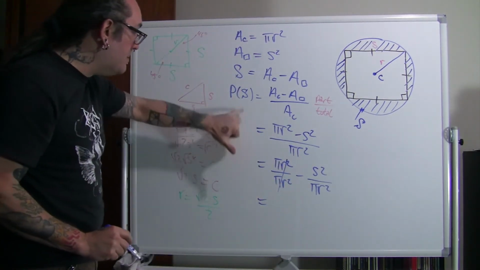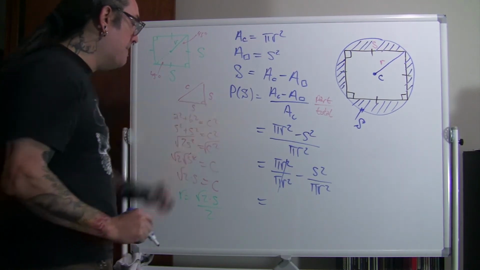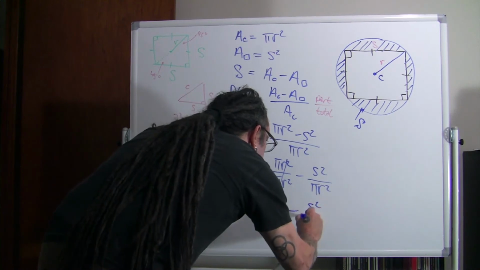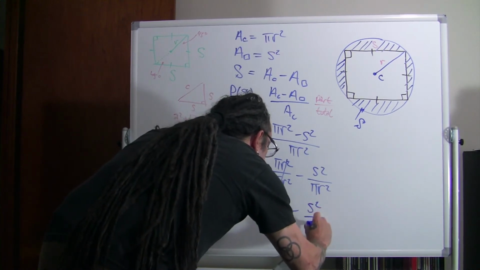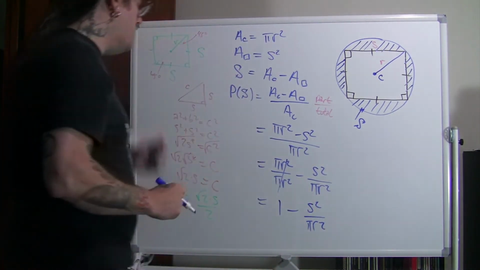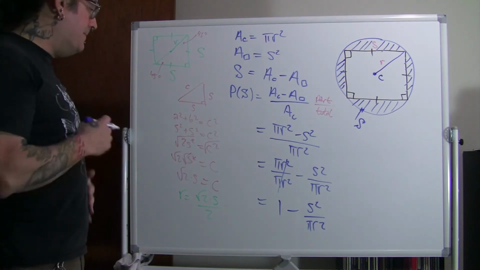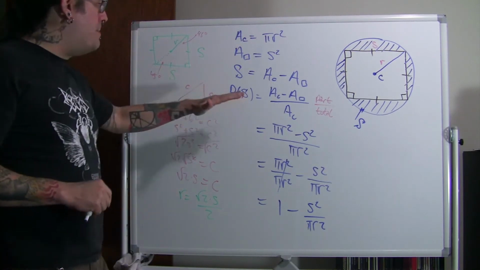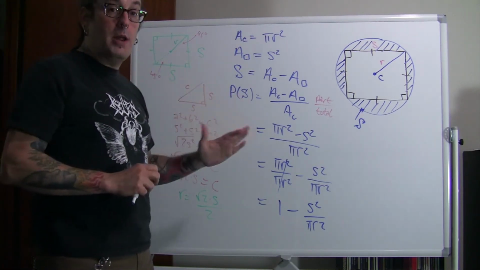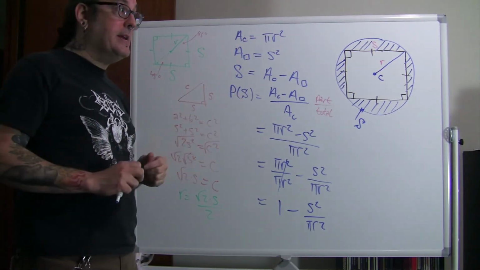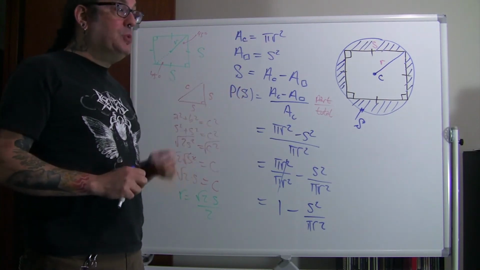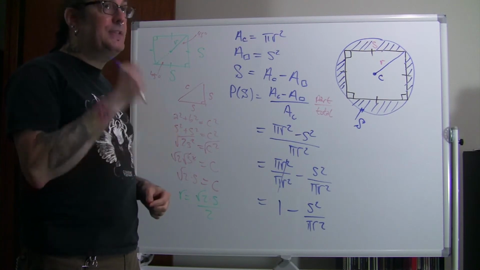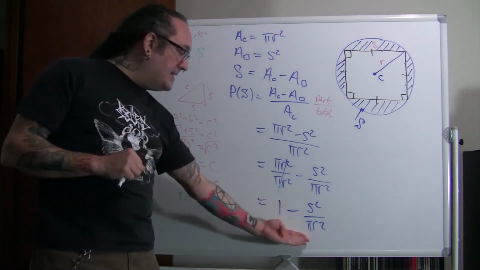I'm still marching through calculating the probability. It's 1 minus s squared over pi r squared. Okay, great. And actually this makes sense. Remember that probabilities can be no bigger than 1. The definition of probability of some event is between 0 and 1, where 0 is impossible and 1 is certain. And that's exactly what we have here.